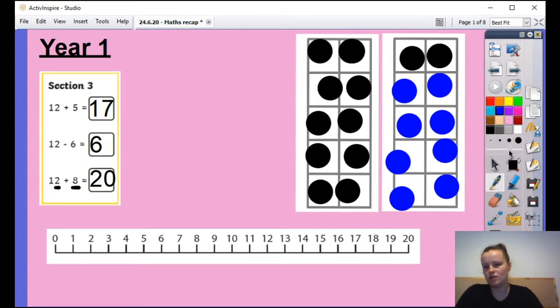But let's check on our number line to check that our answer is correct. So let's start on 12, and we need to add 8. 1, 2, 3, 4, 5, 6, 7, and 8. Fantastic. So we were correct.